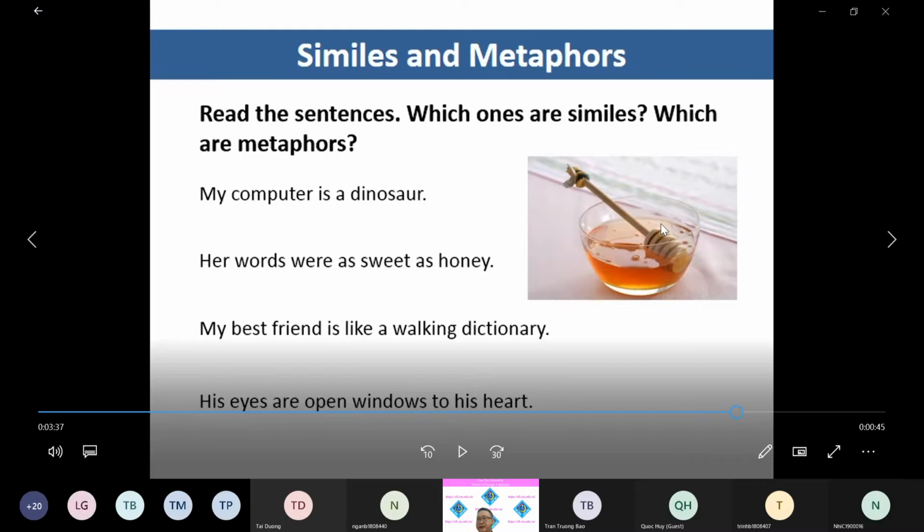So, first sentence, what does it mean in Vietnamese? Metaphor là ẩn dụ. Yeah? So what does it mean with dinosaur here? My computer is a dinosaur. What does it mean in Vietnamese?